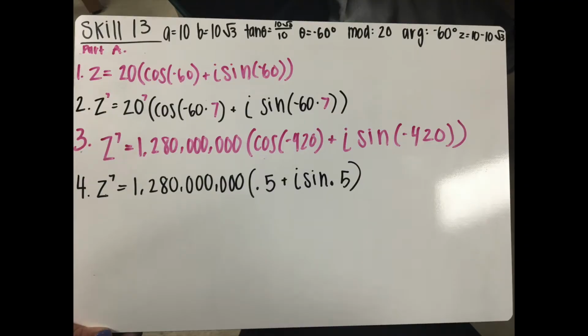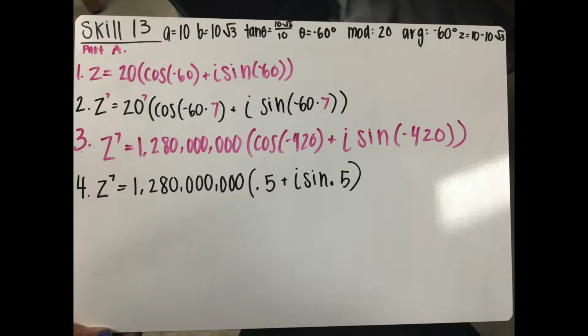Okay, so for this skill, I made my a value be 10, my b value be 10 root 3, and then I found tangent of theta to be negative 60 degrees. Then I was able to find my modulus to be 20 by doing the square root of 10 squared plus 10 root 3 squared, which gave me my modulus to be 20, and my argument was negative 60 degrees.